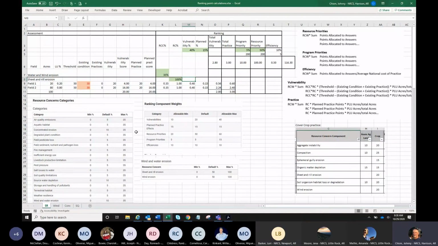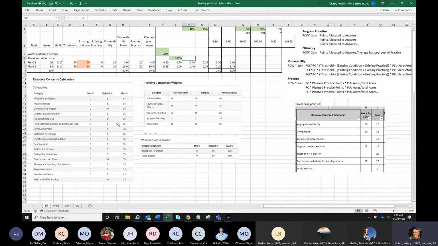Keep in mind that probably a local work group's best choice or best mode to make adjustments would be here under either the categories and/or the actual individual resource concern percentages. So if I'm really interested in doing terrestrial habitat wildlife, I'm going to probably increase this to 35 and decrease some of these to make up that 35 so they don't add up to more than 100. Well, that's how I did them last year.